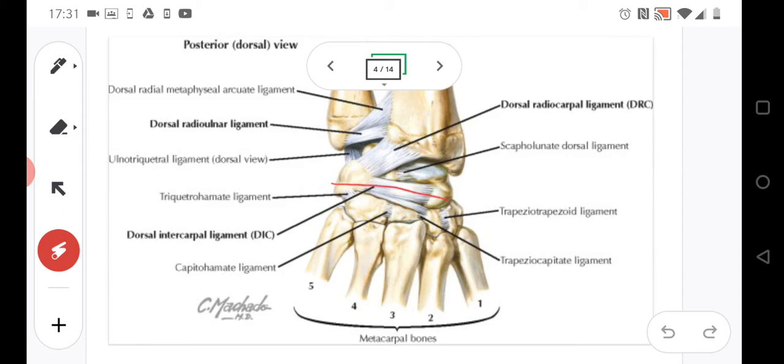Okay, this picture is also quite good because it shows the bigger ligaments here. For example, the dorsal radioulnar ligament. This is also a very important ligament. As you know, generally the radius and the ulna are connected by a lot of different structures. Yes, this is one of them. This is one of the ligaments that stabilize the distal radioulnar joint. We have also the dorsal radiocarpal ligament, this big one, and the dorsal intercarpal ligament.